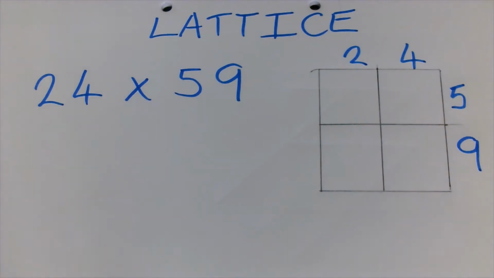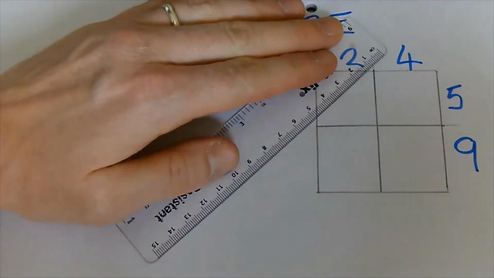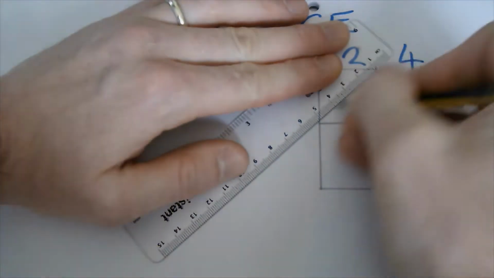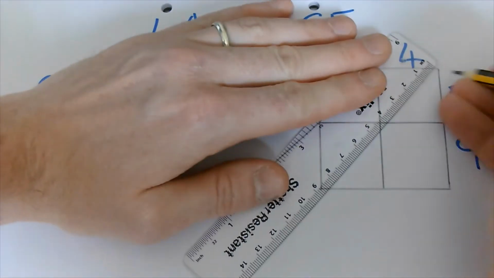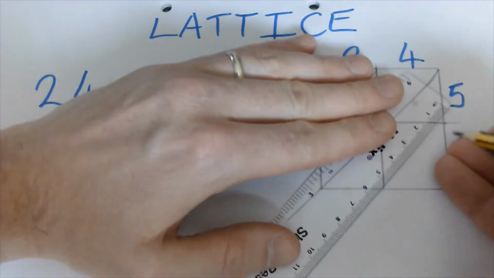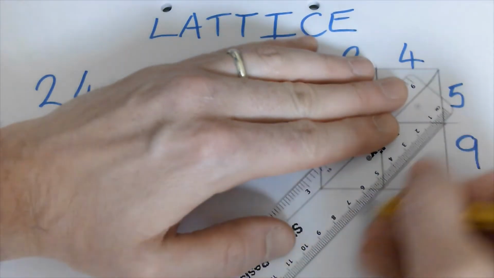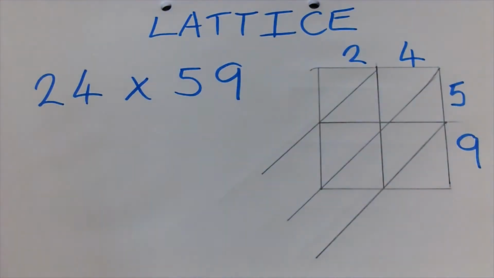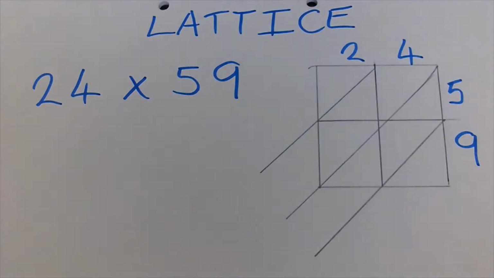Okay, but this time, instead of multiplying them out and putting the answers into the quadrants and adding them all up like we did on the grid method, we'll do it a bit differently, and we'll draw diagonal lines cutting each quadrant in half. So we end up with that. Then what we do is similar to the grid method, except this time we will separate the answers into tens and units as well.